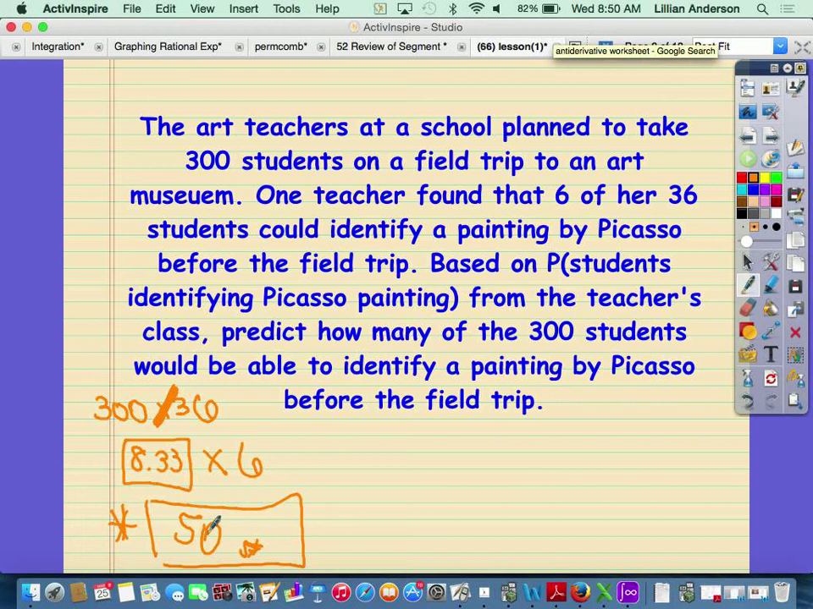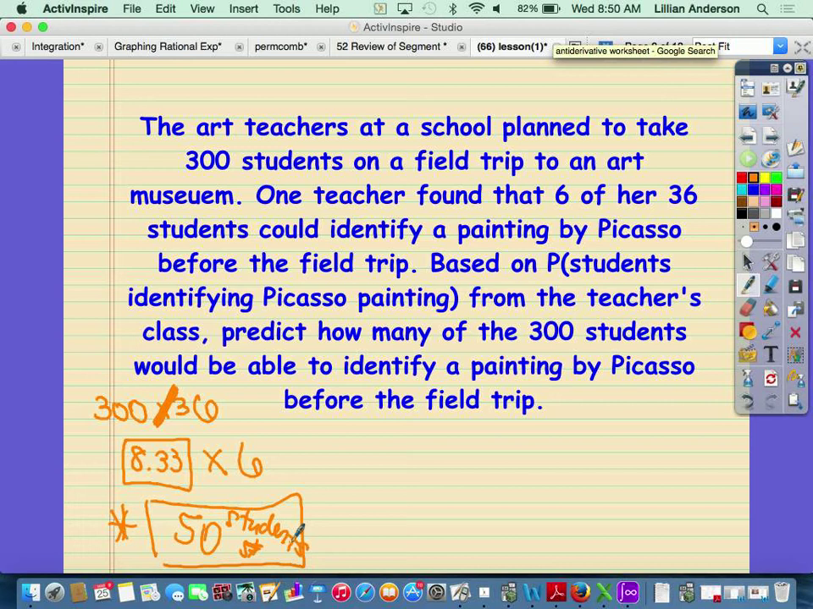Interesting setup there. No, that is right. It is 50 students. Did everybody follow her logic? There's another way you can actually do this, okay, and it does involve probability.